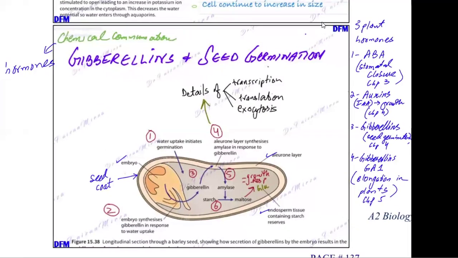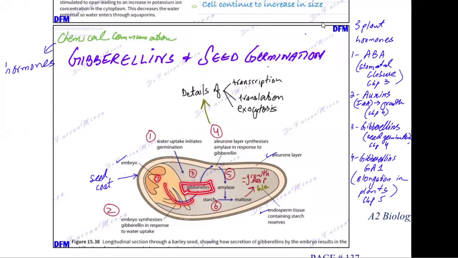This GA1 is not the same as the gibberellin which allows seed germination to occur. That was in chemical communication. There was another gibberellin there that allowed the seed germination to occur. We studied that when a seed is to germinate, water is taken up by the seed. This water actually allows the embryo to produce gibberellin.